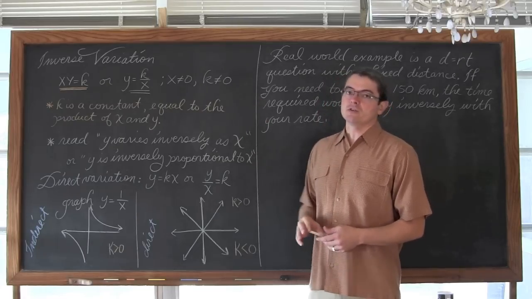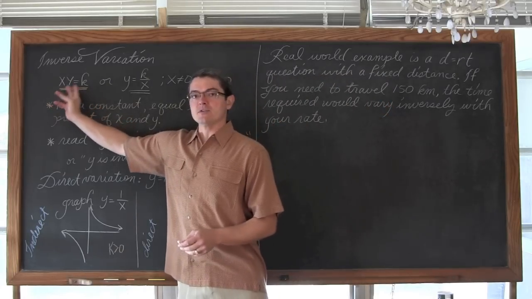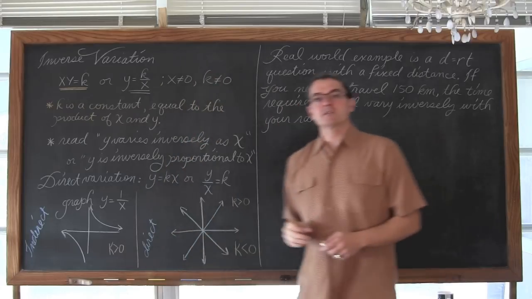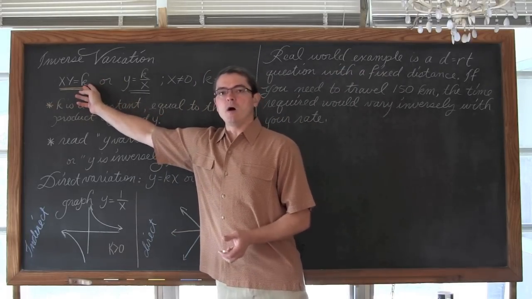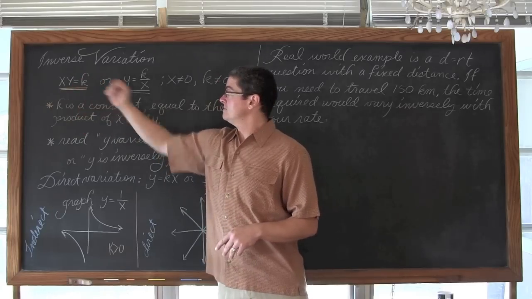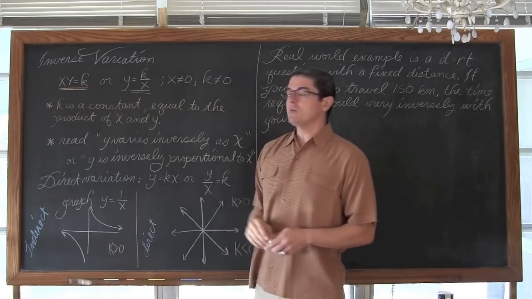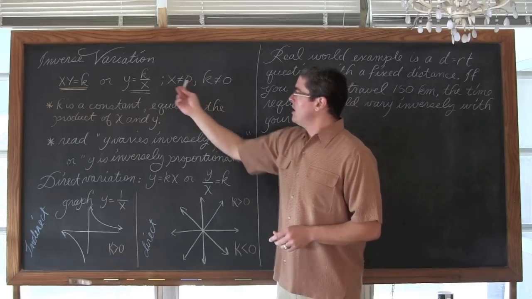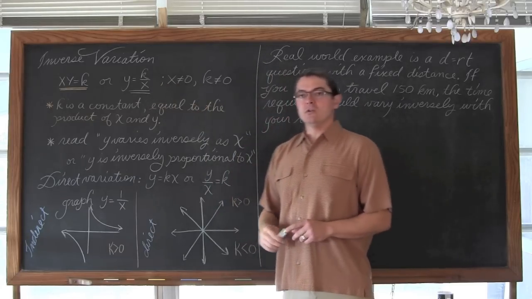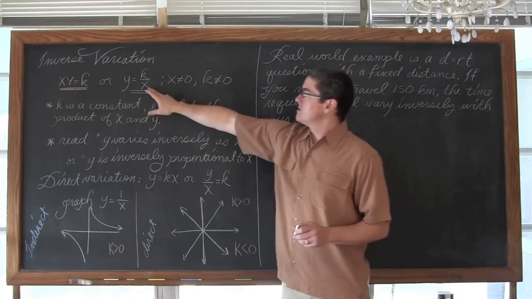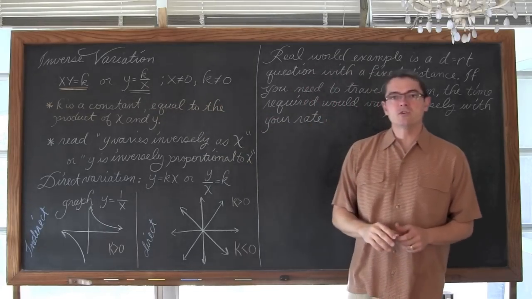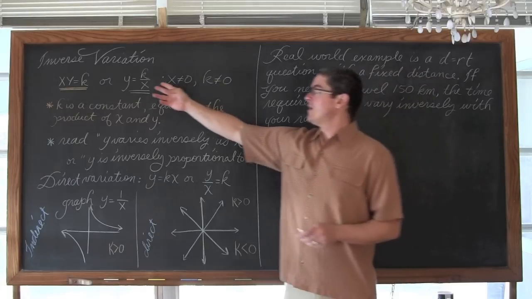Now, inverse variation is when you have the product of two variables and they're equal to a fixed constant. If we take this equation and solve it for y, we get y equals k over x. Now, in inverse variation, neither the x variable, the denominator, nor k, the constant of variation, can equal 0. We can't divide by 0.